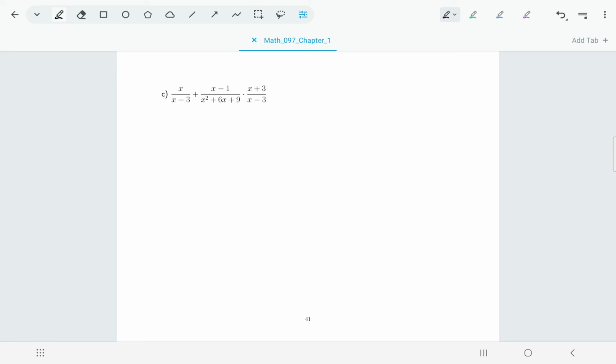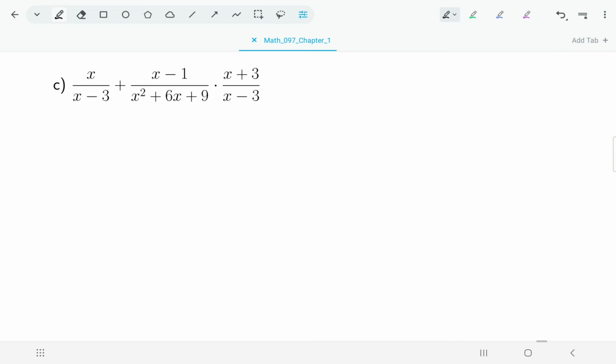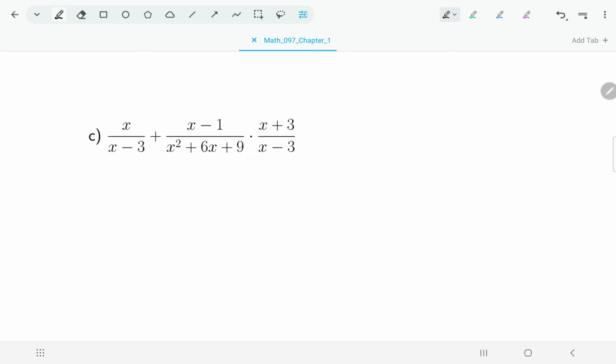Welcome back. We're just going to continue along with a few more examples. In this one, we have a couple of things that are happening. We have addition and we also have multiplication. So if we remember our order of operations, multiplication comes first before we do addition or subtraction. So that means I'm going to deal with the multiplication part of this problem first, then I'll deal with this x over x minus 3 afterwards.